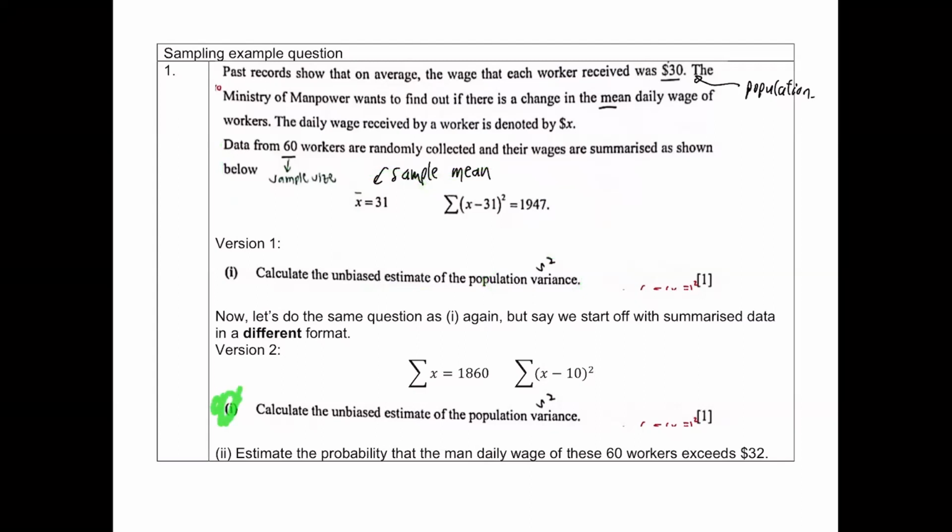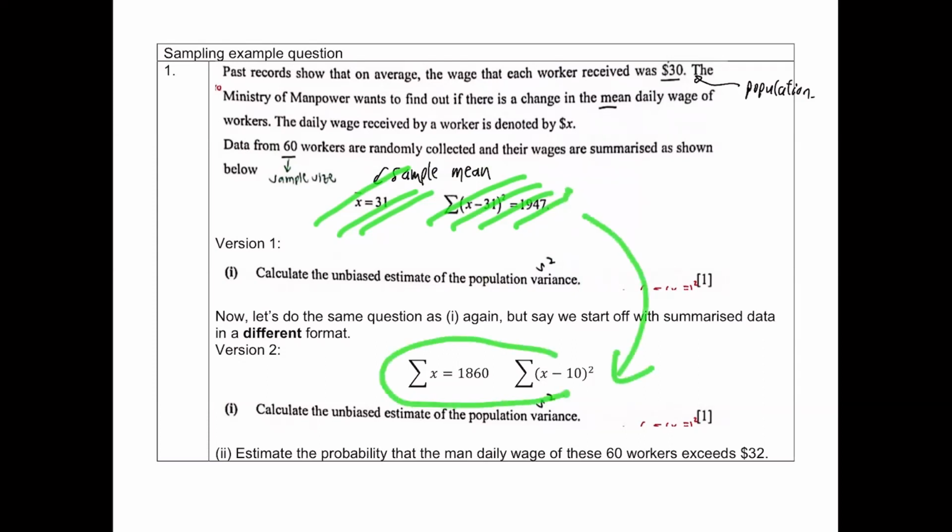Now there's a part one again. This time it's version 2. We're going to start off with summarized data in a different format. So what I mean is, just pretend that X bar equals 31 and sum of (X minus 31) squared equals 1947. Pretend that in version 2, this wasn't given. Instead, the following was given: sum X equals 1860, sum of (X minus 10) squared.